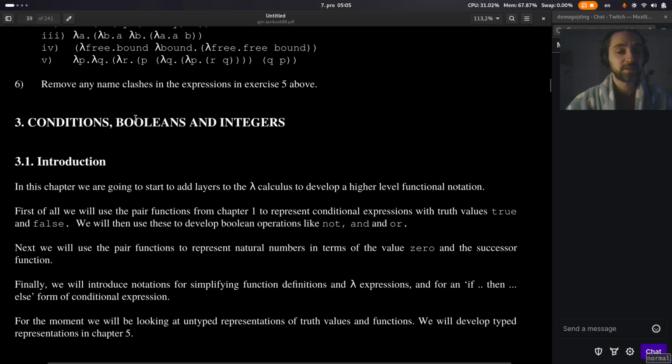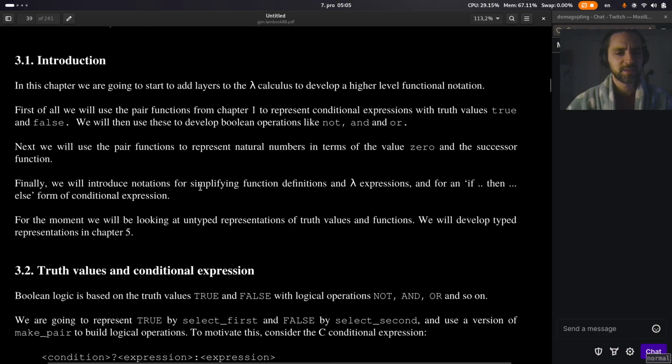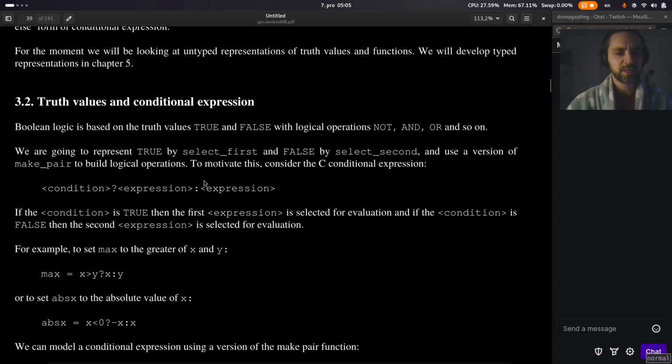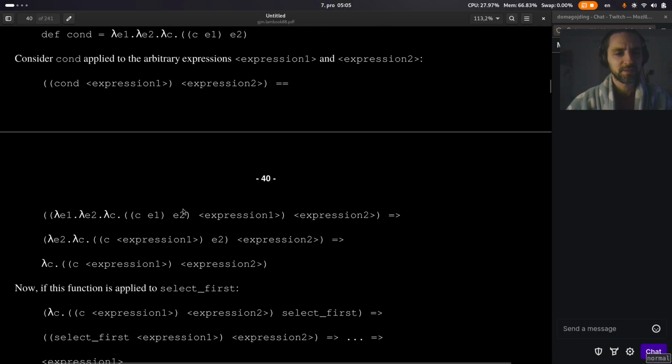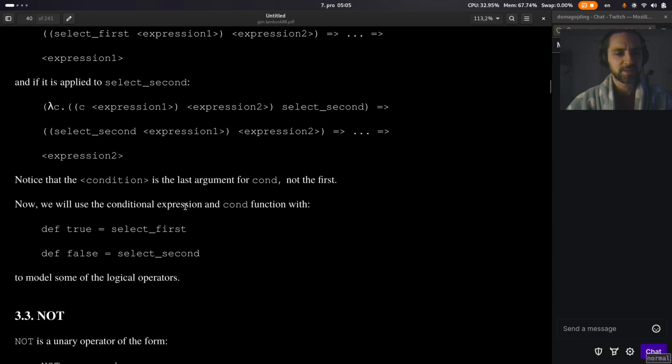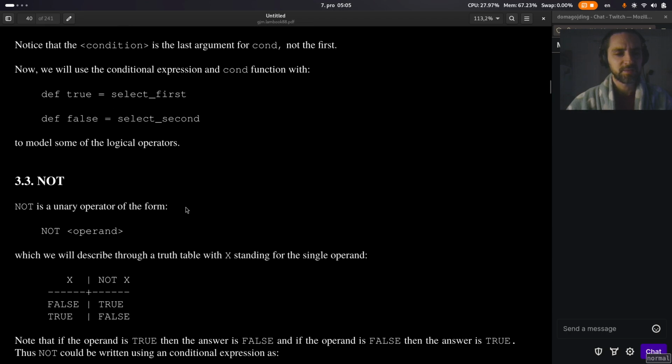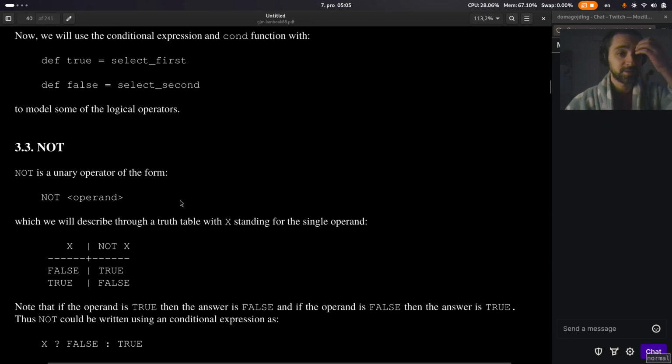and then conditionals, booleans, and integers. Interesting, because the definition of the booleans will be what we did, but he introduces them here. Well, yes, he introduces the booleans like and, or, not. And look at this, conditionals. It's like, yeah, not. Okay.